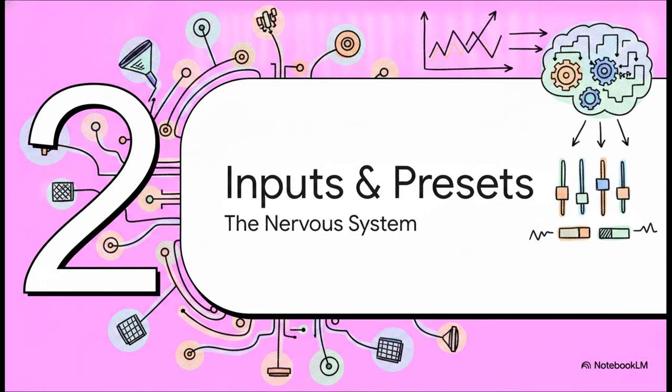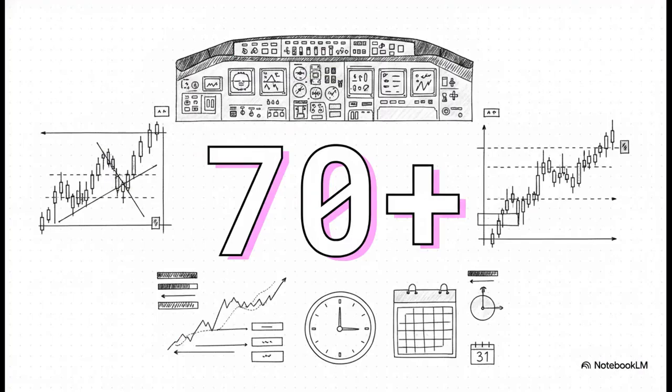Think of this as the nervous system. Now that we know how it thinks, let's talk about its controls. And what's truly staggering here is this massive number. This single expert advisor has over 70 different input parameters. That's a level of customization that honestly feels a bit like sitting in the cockpit of a commercial airliner. I mean, it controls everything from timeframes down to the visual rectangle colors on your charts.